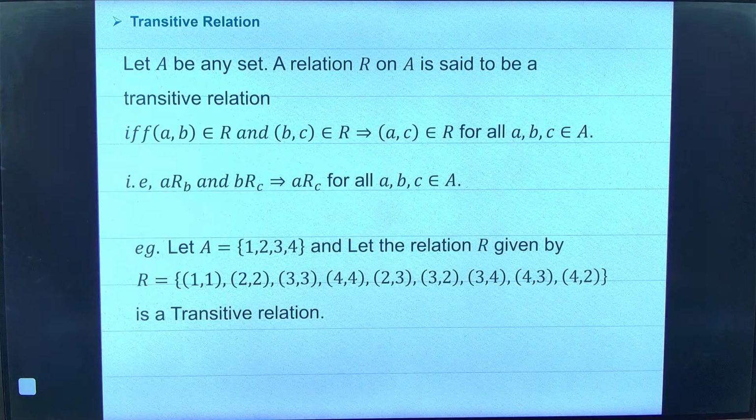So எப்ப ஒரு relation-ஐ நம்ம transitive-னு சொல்லுவோம், if that relation is having (a, b) and (b, c), if and only if (a, b) and (b, c) both belong to the relation, then (a, c) also should be there. புரிஞ்சுதா? Then only we can say the relation as a transitive relation.